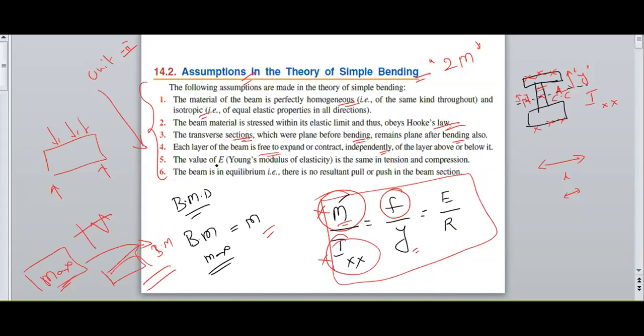Next, the value of Young's modulus is the same for tensile and compression. Actually, the Young's modulus for tensile and compression are not exactly the same. If I do the UTM test, using the UTM machine for the compression test as well as the tensile test, the Young's modulus will not be exactly the same for the two, but we are assuming that it is the same for the beam.